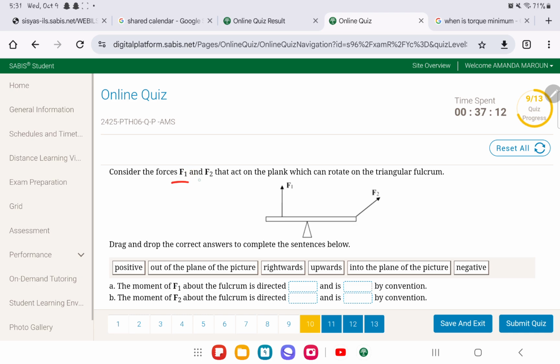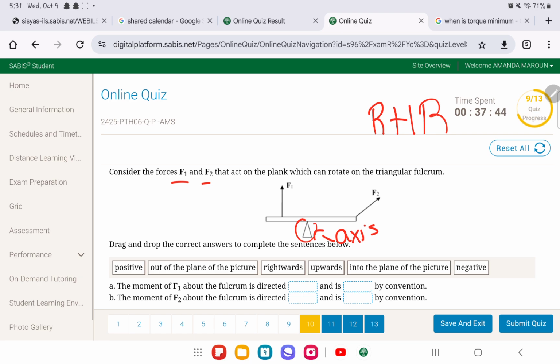Number 10. Consider the forces F1 and F2 that act on the plank which can rotate on the triangular fulcrum. This is our fulcrum. Since the plank can rotate on this fulcrum, that means this is our axis. The moment of F1 about the fulcrum. So we don't have any values. We just need to know that F1 is here. They need the moment of F1 is directed. So we're going to do the right hand rule.